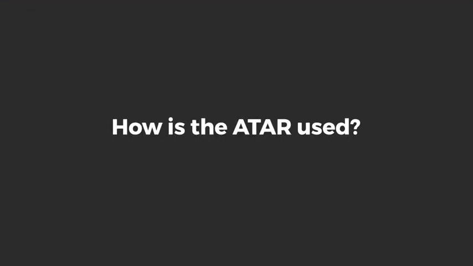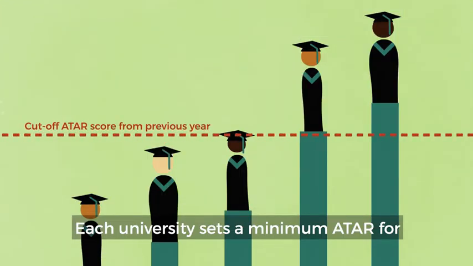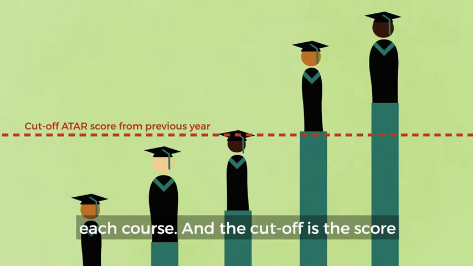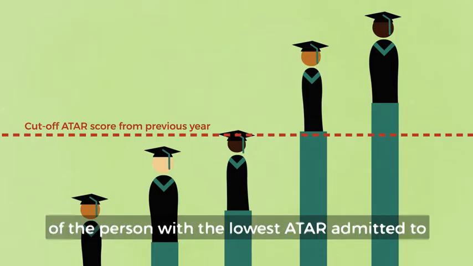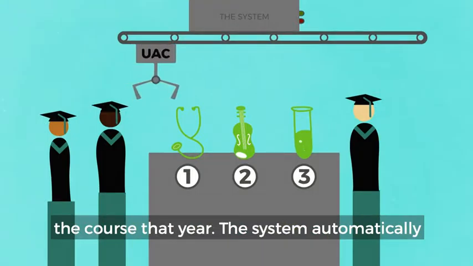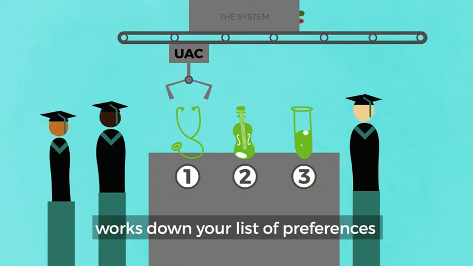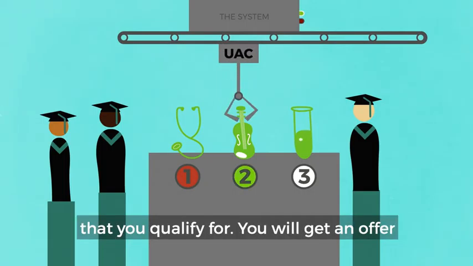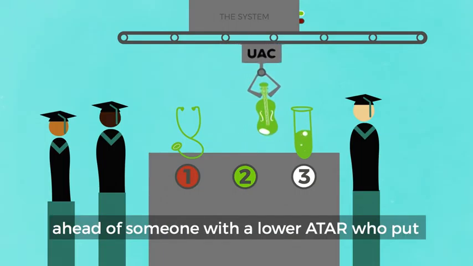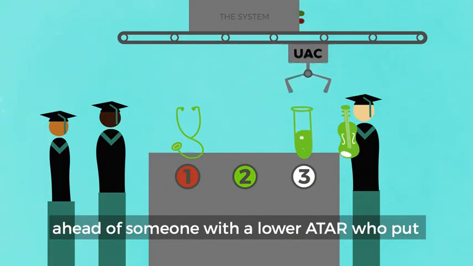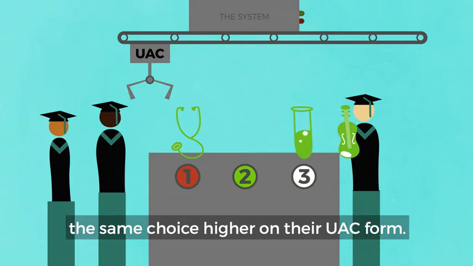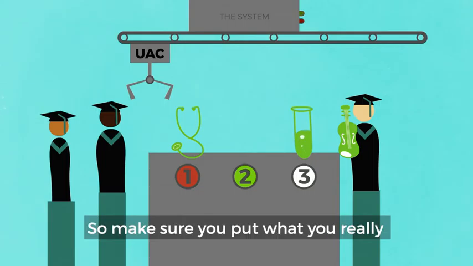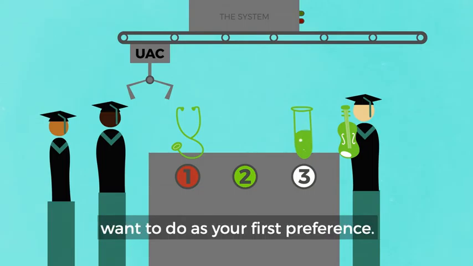How is the ATAR used? Each university sets a minimum ATAR for each course, and the cutoff is the score of the person with the lowest ATAR admitted to the course that year. The system automatically works down your list of preferences and makes you an offer for the highest preference that you qualify for. You will get an offer ahead of someone with a lower ATAR who put the same choice higher on their UAC form. So make sure you put what you really want to do as your first preference.